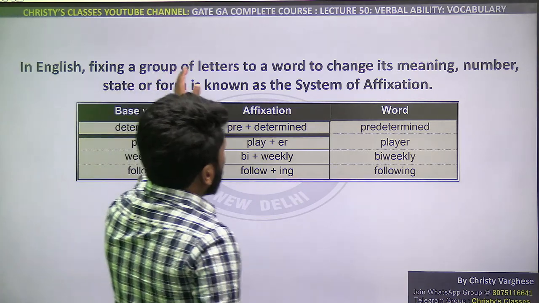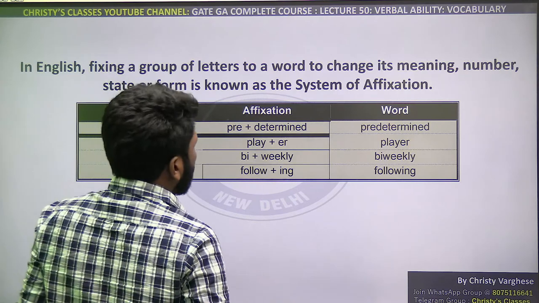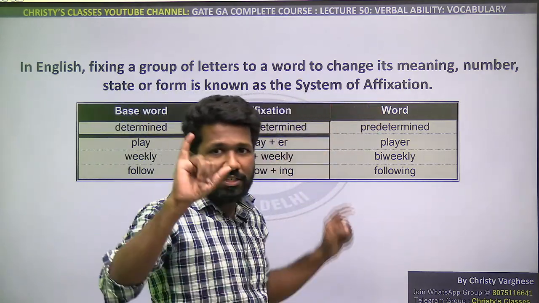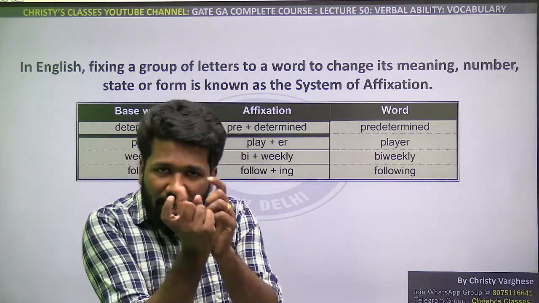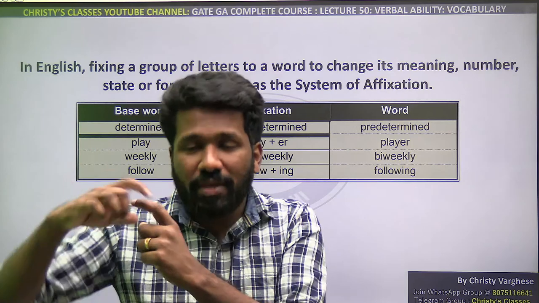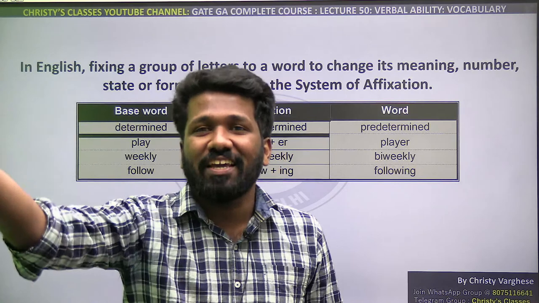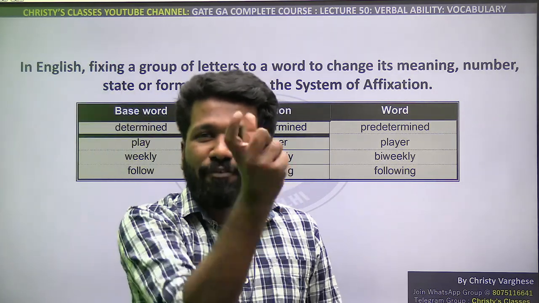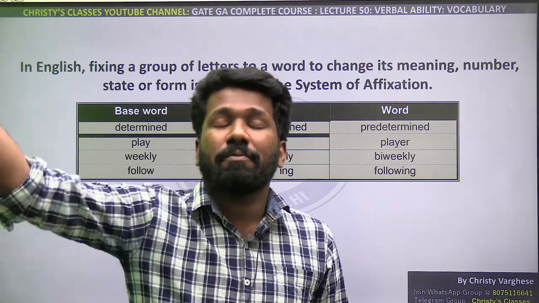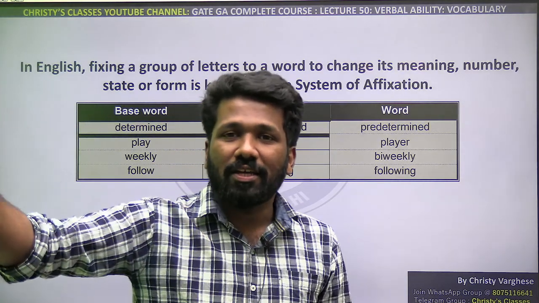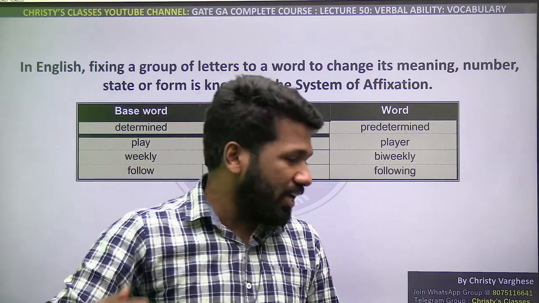Fixing a group of letters to a word to change its meaning, number, state or form is called a system of affixation. Affixation is of two types, prefixing and suffixing. Pre means before, suffix means after. Prefixing: pre is the prefix, fix is the root word, and ing is the suffix.